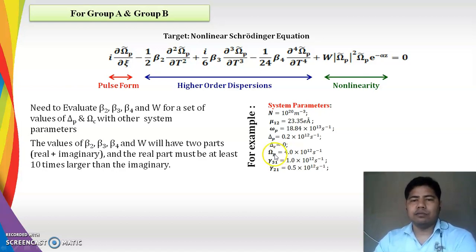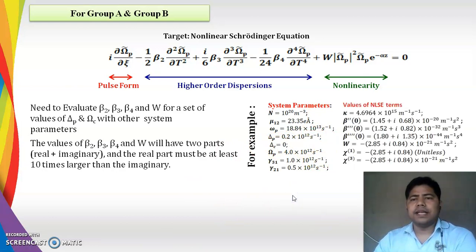So let us take capital omega C as 4 into 10 to the power 12 second inverse. That is just an example, okay? And two other system parameters are there, gamma 31 and gamma 21, which are the dephasing parameters.